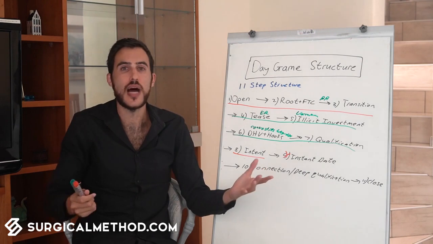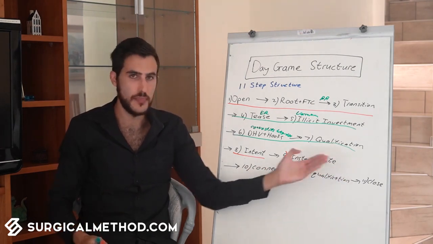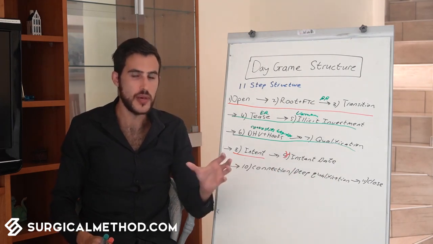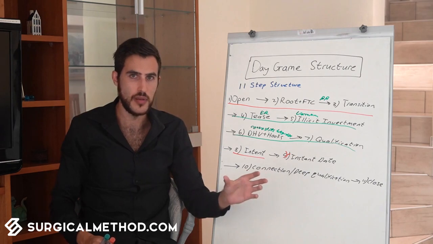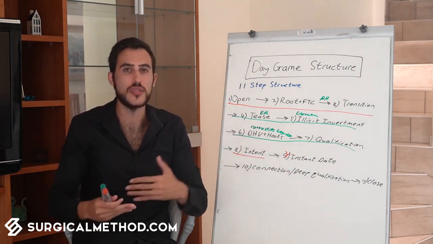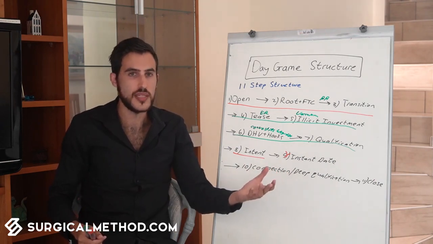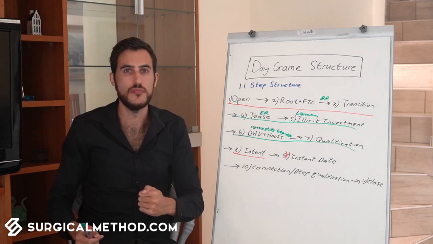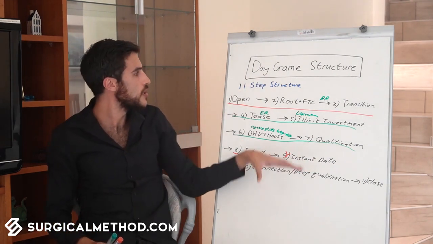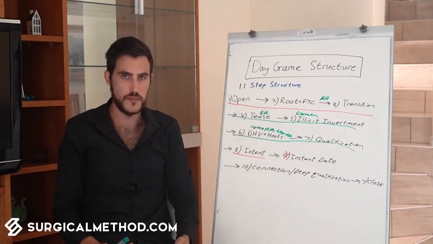Like again, this is ideally. Now, if you have to, at some points, this is fine. You get the number and you leave. But you don't ever want to make it that the number is the prize. Remember, you're not there to get the number. You're there to get the girl. The number is just a means to hopefully get the girl. Okay? Most guys get the number and run away. No, you're not there to get the number. So this overall is an 11-step structure. This is how your day game should look.